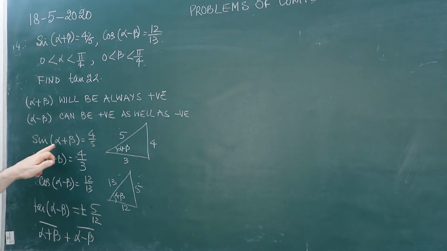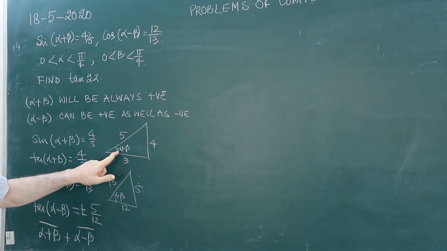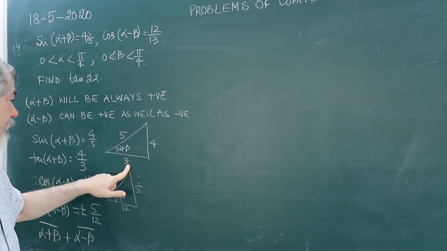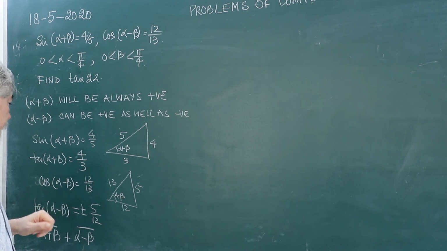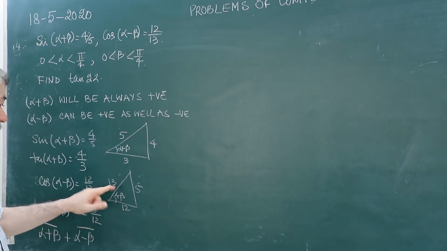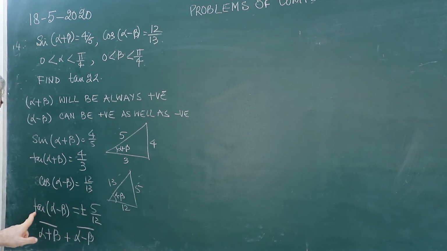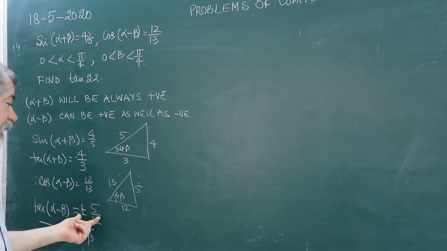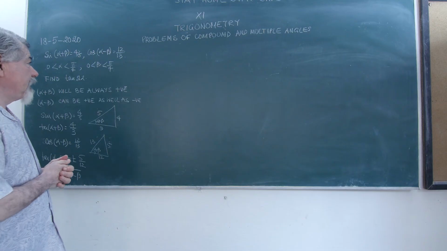Now we have sine alpha plus beta is 4 upon 5. I told you, always make a right angle triangle. Alpha plus beta 4 upon 5. The third side we calculated as 3. I can calculate tan alpha plus beta is 4 upon 3. Cos alpha minus beta is 12 upon 13. Based upon the hypotenuse I calculated the third side, perpendicular, is 5. And tan alpha minus beta will be plus minus 5 upon 12. I'll take both signs. Once I will take positive, once I will take negative.